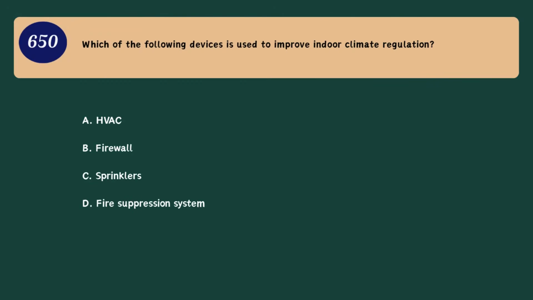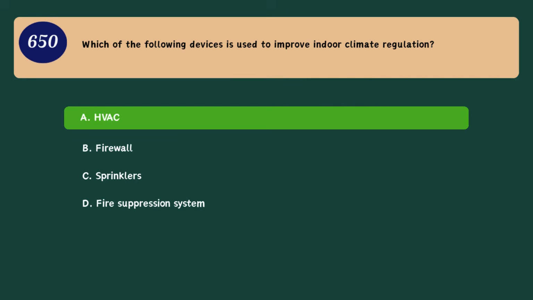Question 650. Which of the following devices is used to improve indoor climate regulation? A. HVAC. B. Firewall. C. Sprinklers. D. Fire suppression system.